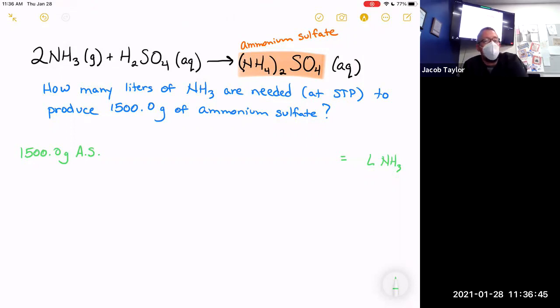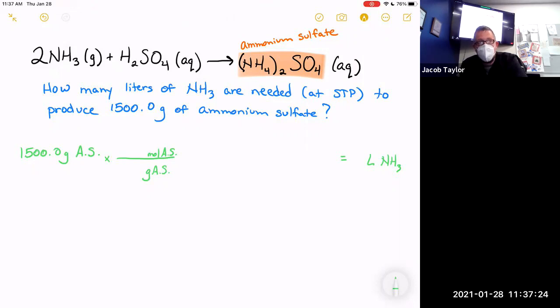Okay, so since we have grams, what's the first thing that we should do? Convert to moles. Good. So I'm going to multiply by something that's going to have grams of ammonium sulfate on the bottom and moles of ammonium sulfate on the top, so that the grams of ammonium sulfate will cancel and I will be left with moles. So what I need to know is the molar mass of NH42SO4. I will tell you what the number is, but I want you to explain to me how you would find the number. How many nitrogens would I add?